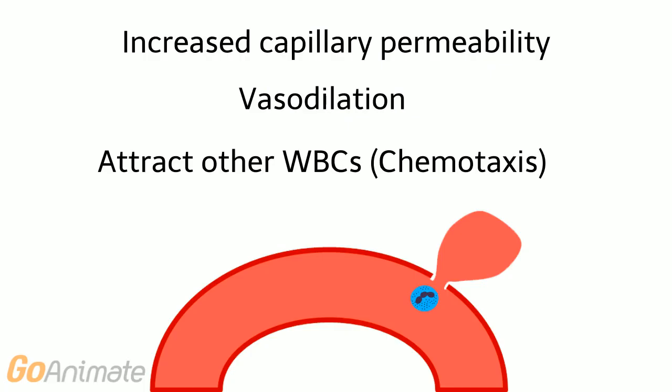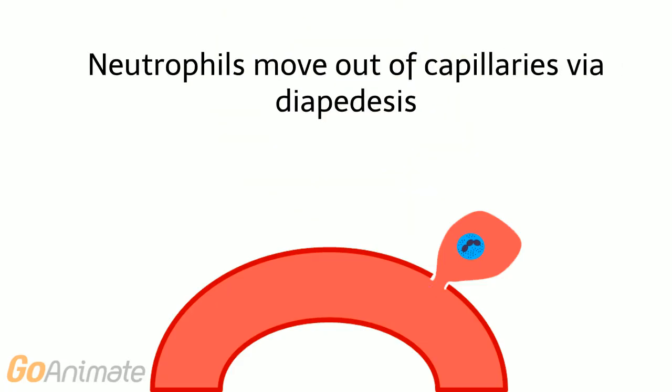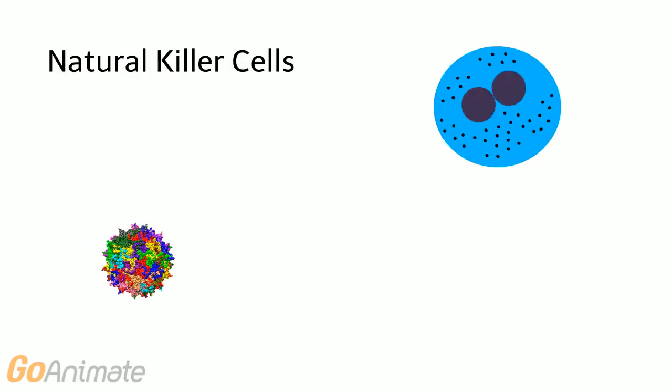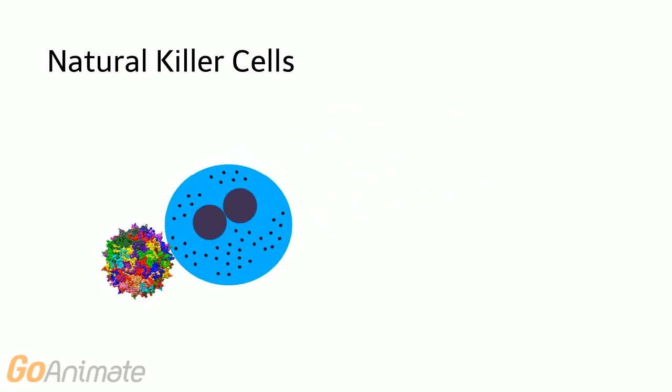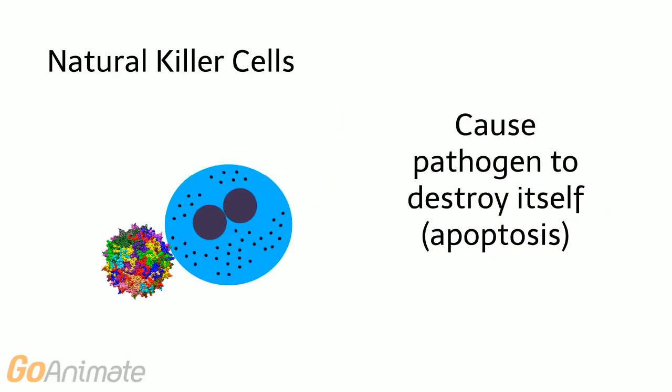Other cells, such as neutrophils, are attracted to the inflamed area via chemotaxis and can move out of the blood vessels by the process of diapedesis. Natural killer cells are specialized immune system cells that can attack pathogens and cause them to destroy themselves. Pathogens undergo cell death known as apoptosis.